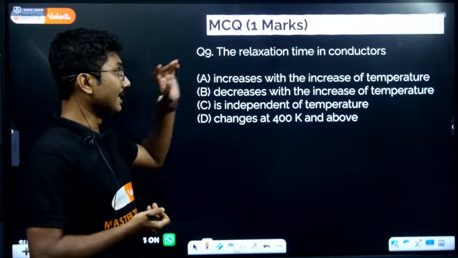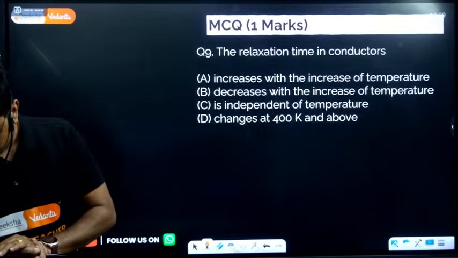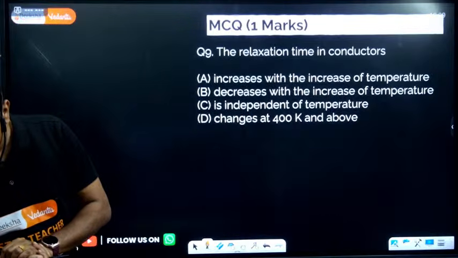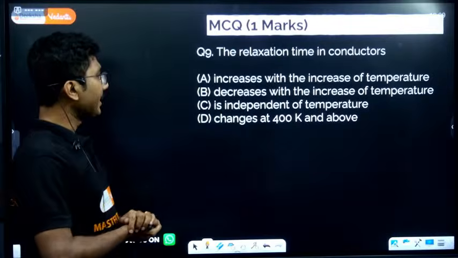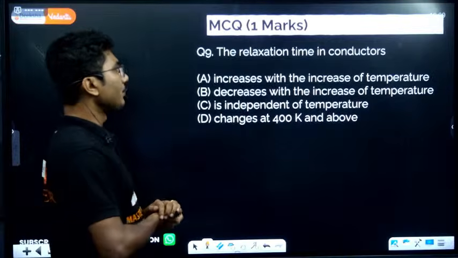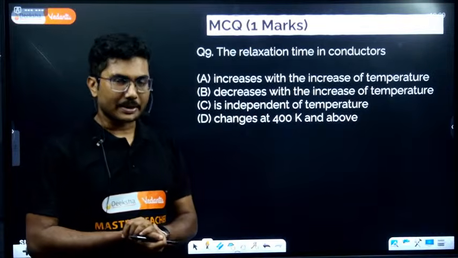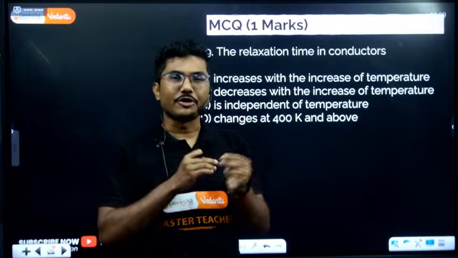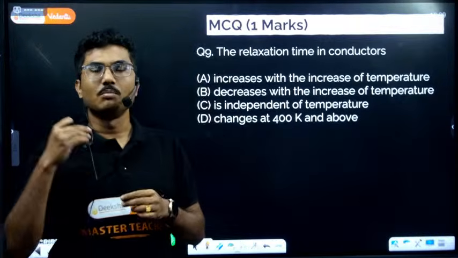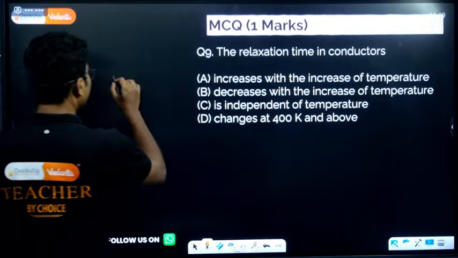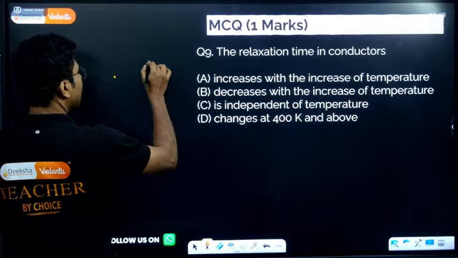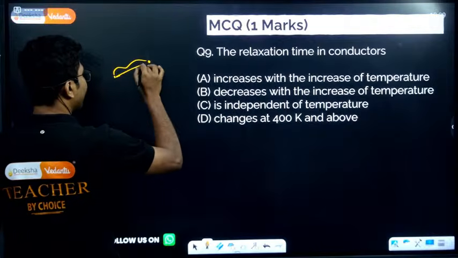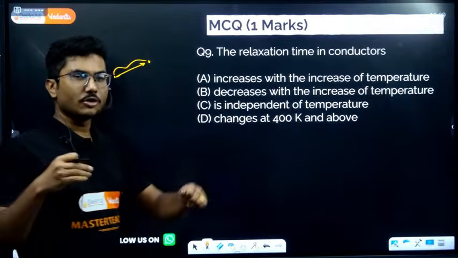In relaxation time of conductors, Srivesh is saying C, independent of temperature. No. If you are increasing the temperature, what happens? The electrons are vibrating more, and vibrating more means their collisions are increasing. And more collision means, what is relaxation time? Relaxation time is the average time between two collisions of electrons.